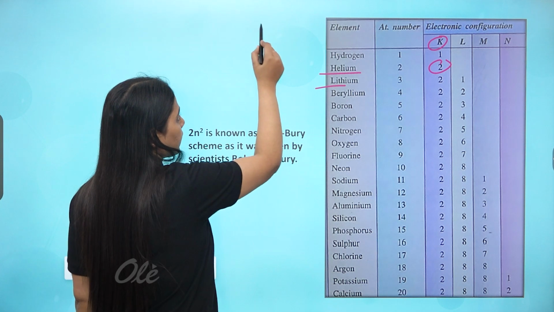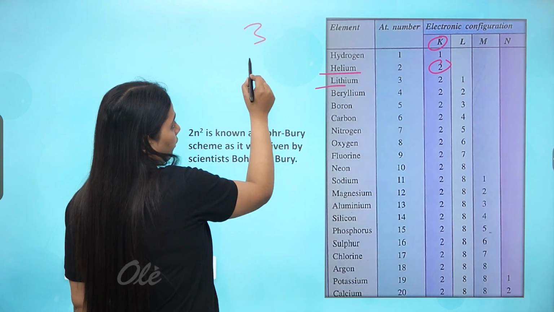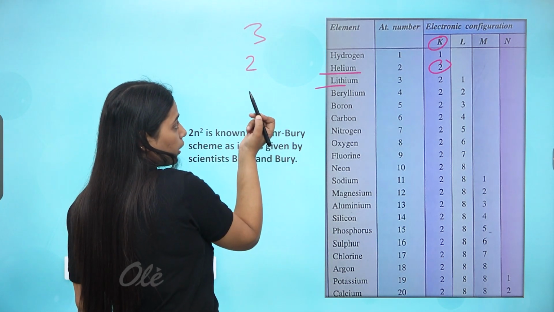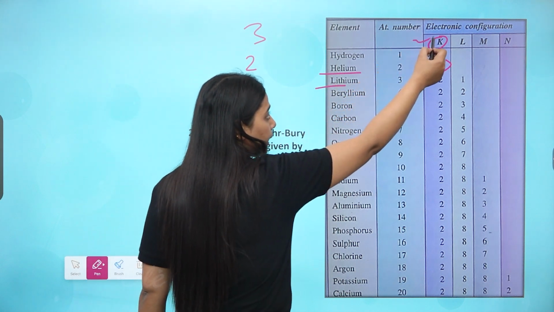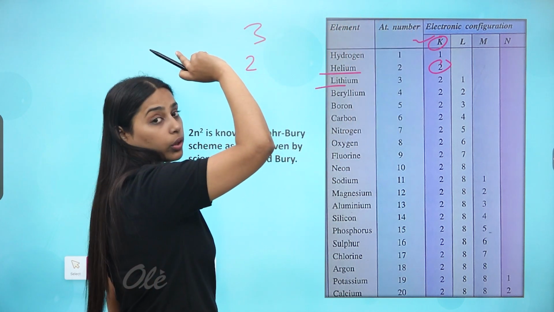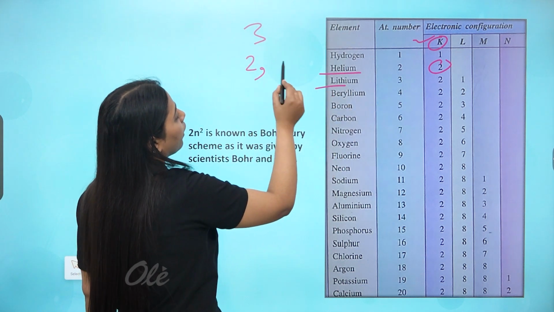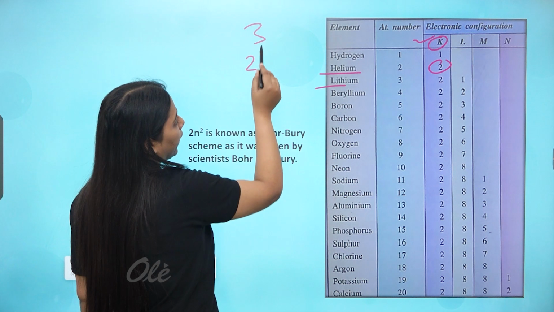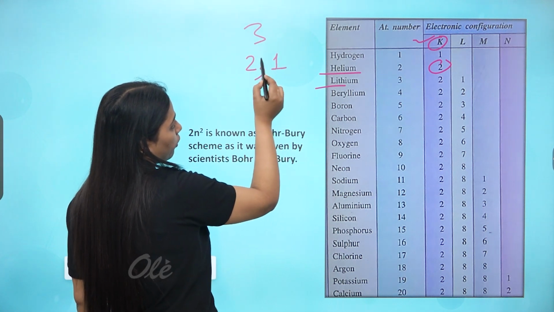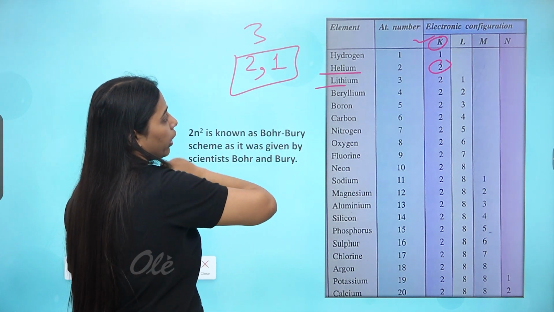Lithium now has atomic number 3. So the first shell will have a maximum of 2 electrons only. You cannot put 3 in the K shell, as you have already seen from the formula. So obviously you will move on to the second shell. 2 are already accommodated, only 1 has to be placed. So the configuration will become 2, 1.